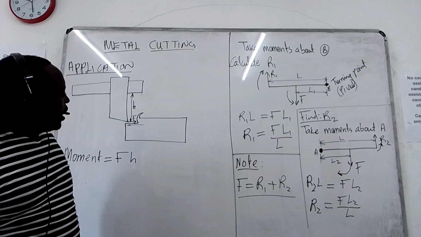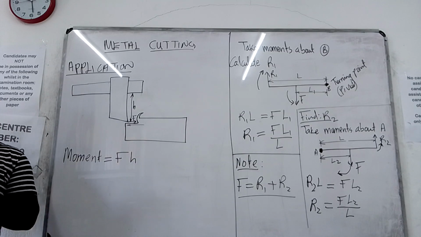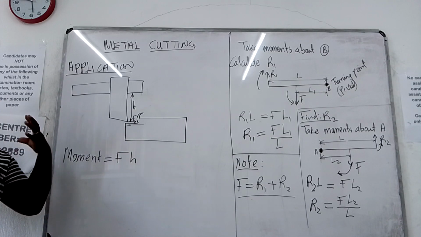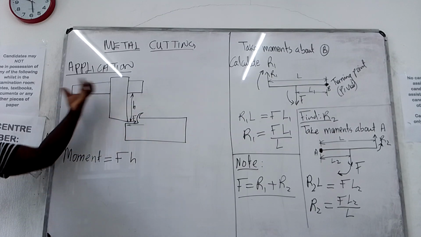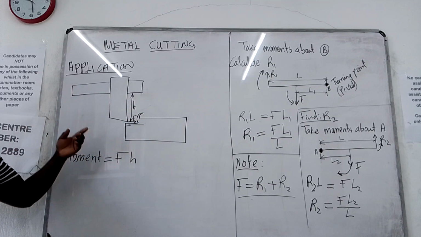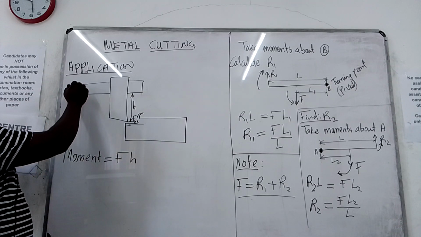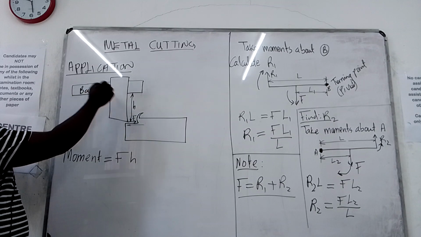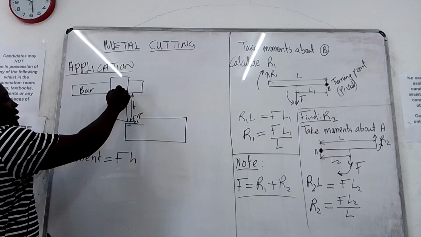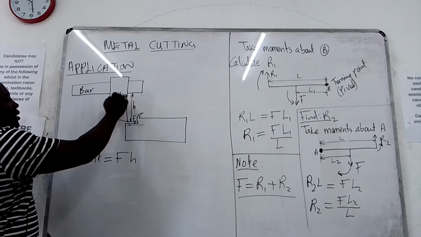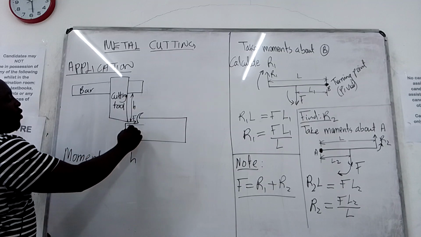So, looking now at its application. How do we apply this science we did in a cutting process? Look at this. This is the bar. This is the cutting tool. This is the workpiece.